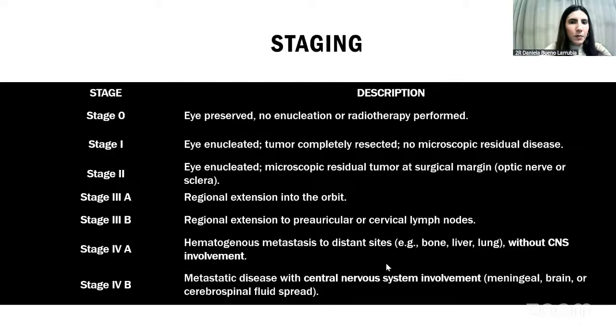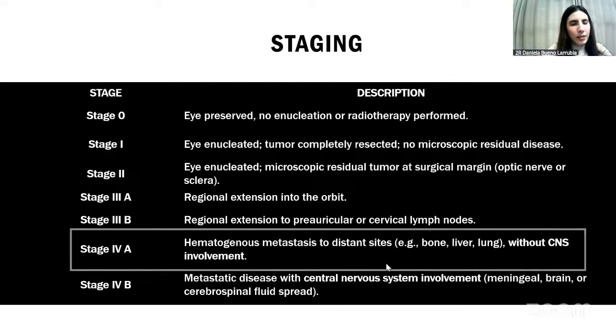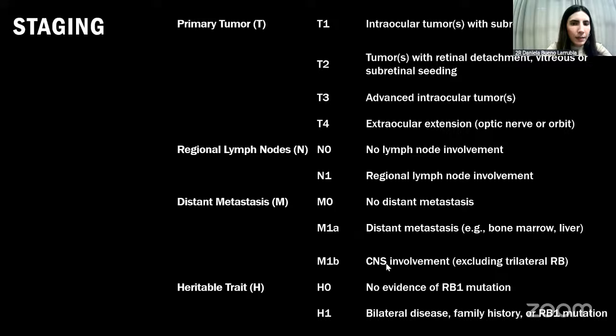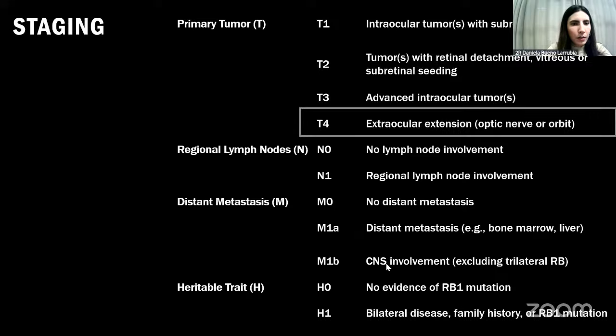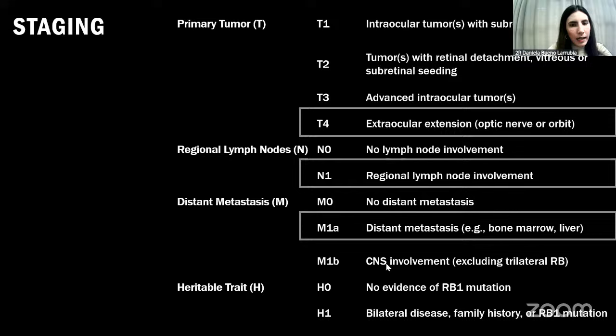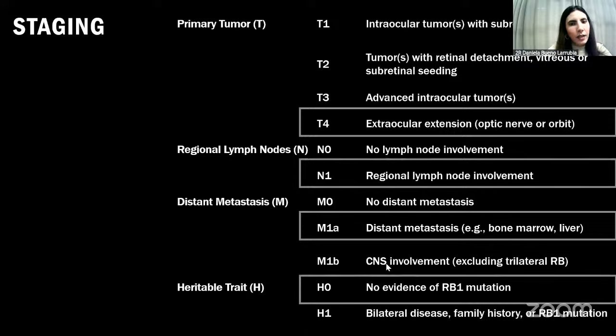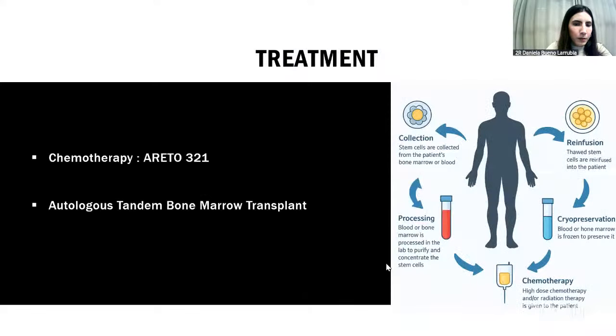After the exams, we were able to classify this patient as stage 4A in the international staging of extraocular disease, because the patient had distant metastasis, but not with involvement of the central nervous system. In the TNM staging, the patient was T4, N1, M1A, H0, because he had a tumor that extended to the optic nerve with regional lymph node involvement, metastasis to the bone marrow, and no evidence of RB1 mutation.